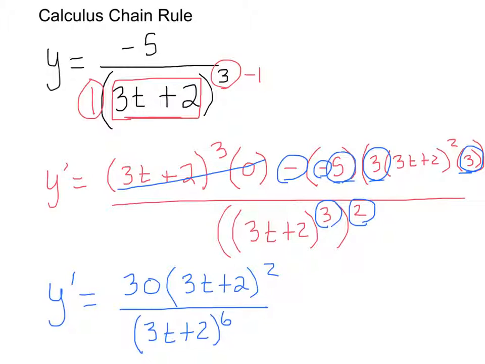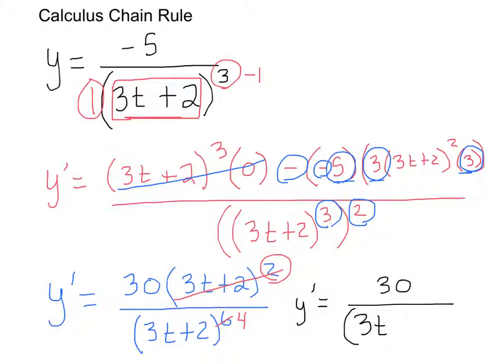And so what I can do is cancel the 3t plus 2 on top. I canceled 2 of them, so I'm going to cancel 2 on bottom, which will make it to the 4th power. So now let's write our final answer. Y prime equals 45 over 3t plus 2 all to the 4th power.